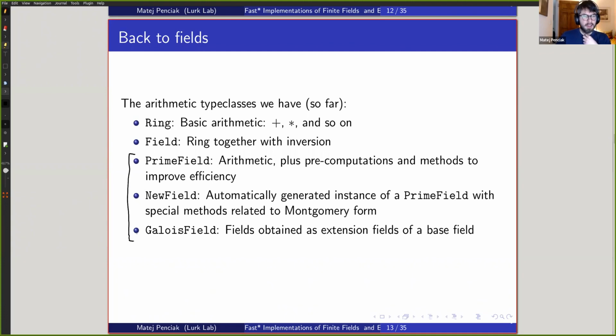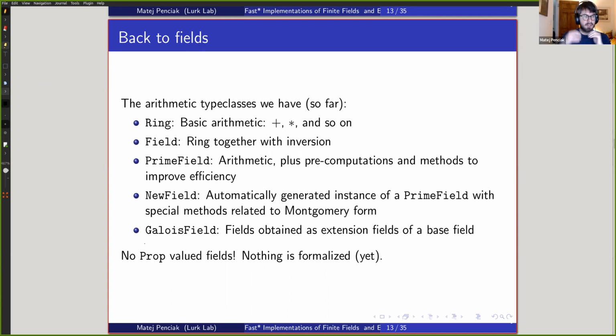I should say that there are no Prop-valued fields in these type classes. So we're not saying that the addition that you define on a ring is commutative, or that the multiplication distributes over addition, or anything. That's up to the implementer to make sure that they're providing lawful instances of these things. They're not formalized yet, so I'll get back to that at the very end.